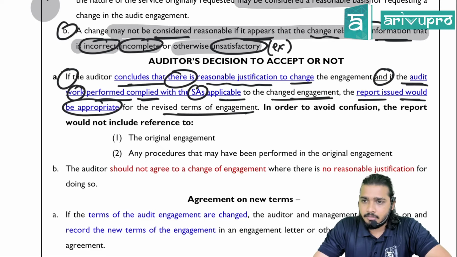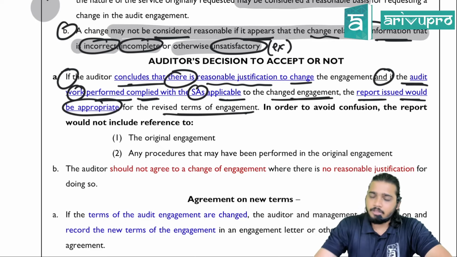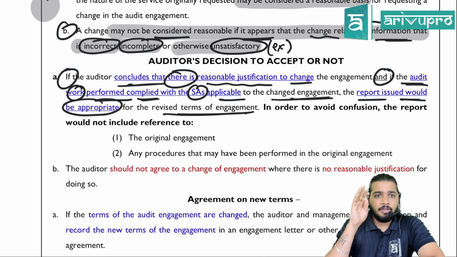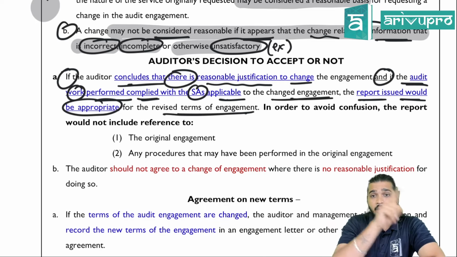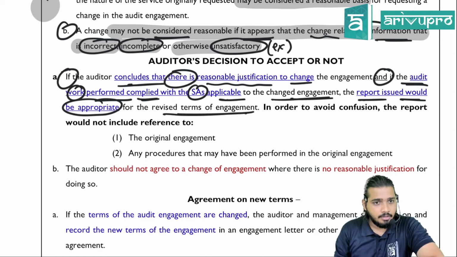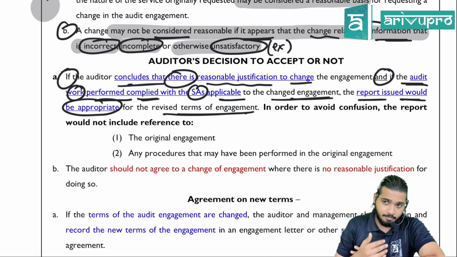Appropriate means right. Now imagine, I'll give you the correct picture. We would have been working under the old terms till now. Yes. Are we working under old terms till now? Till the justification came? Yes.